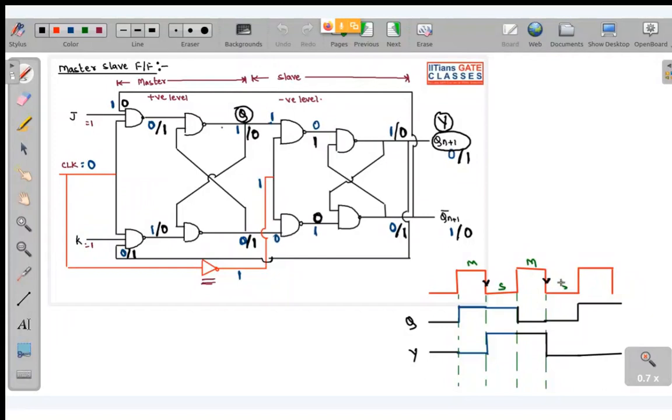Tell me, is this clear? Is this clear? Tell me yes or no. Did we understand the concept of master slave? Bhumika, did you understand? Piyush, Raju?